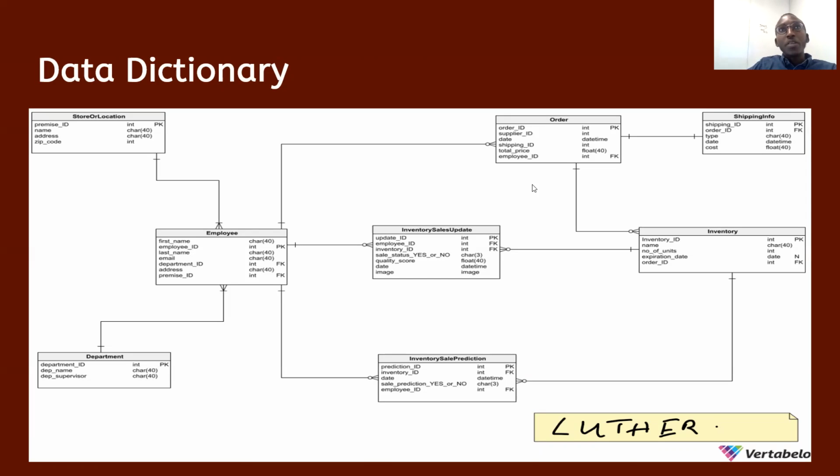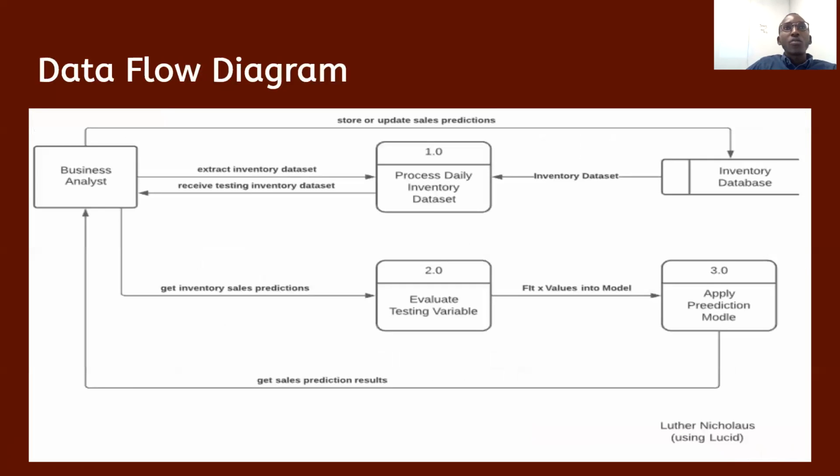One of the relationships displayed in this data dictionary is that each order will be made by an employee, the employee may have one or more inventory, and each department has one or more employees. The data flow diagram illustrates the overall process of applying the already tested and trained model to new daily inventory data to make sales predictions for each inventory.